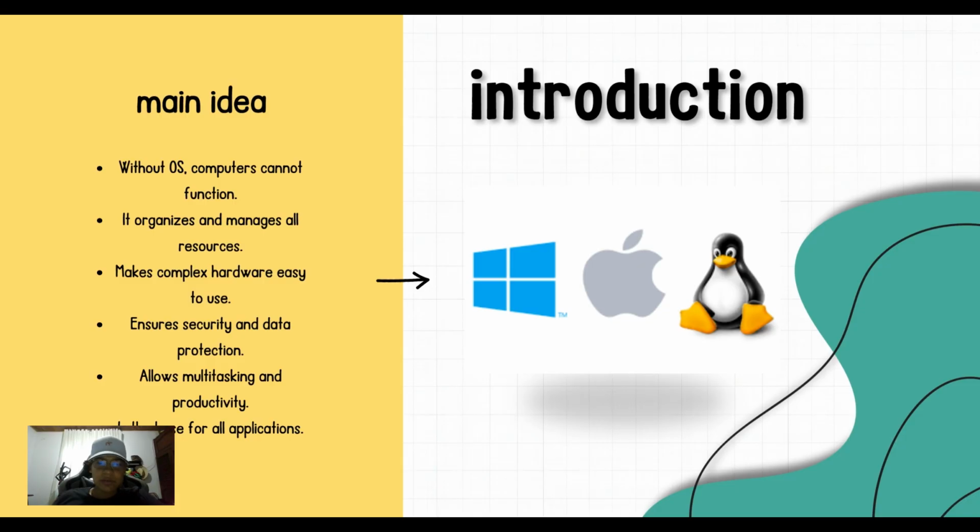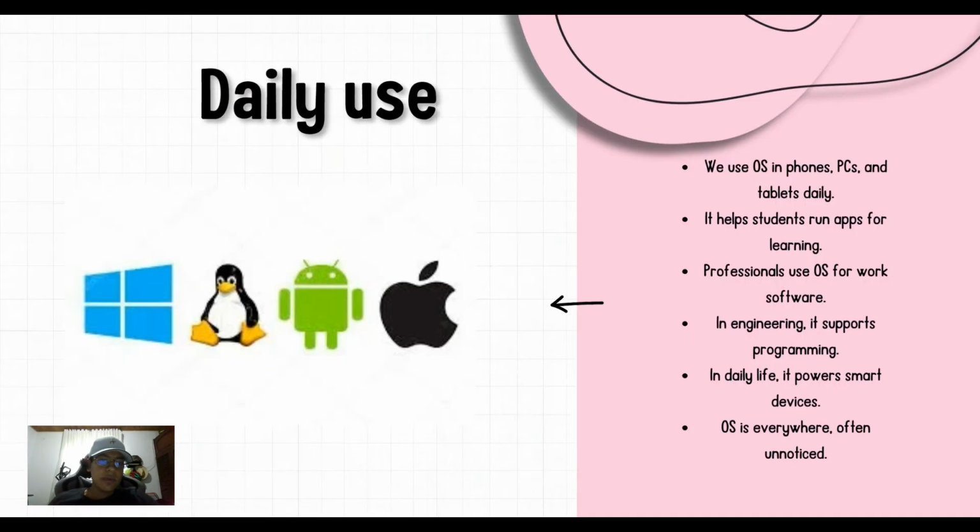So as you know, every application is based on an operative system or an architecture. And what is important, the main idea of an operative system, is to communicate and to provide some functionalities that are not native to the hardware, for daily use. So we use, as we can see in the logotypes, Windows, Linux, Android, and iOS, the last two being phones or mobile solutions. So we use the operative system in phones, PCs, and tablets daily.